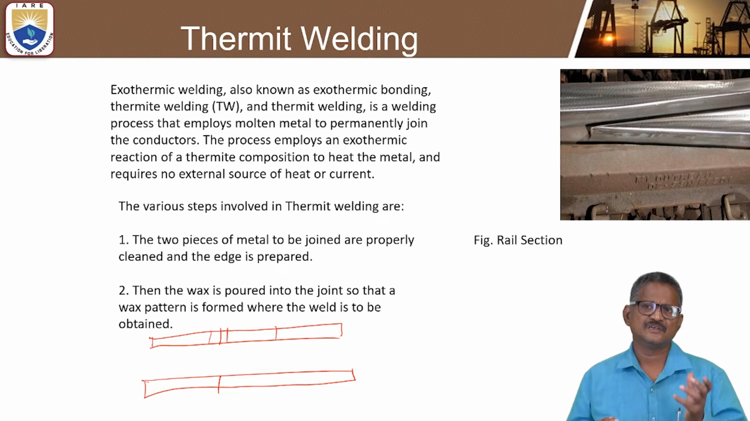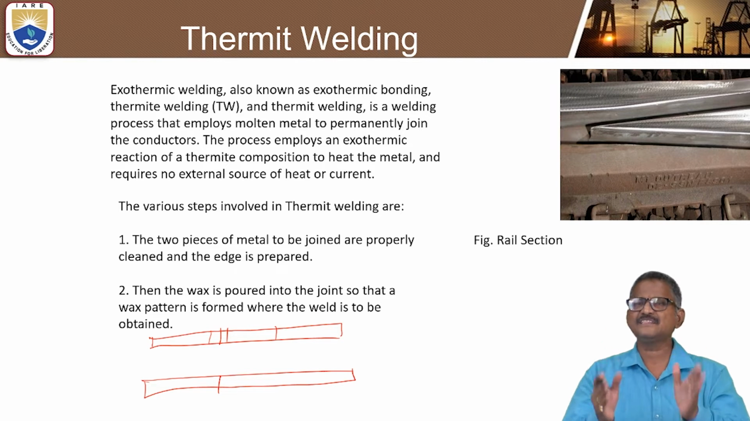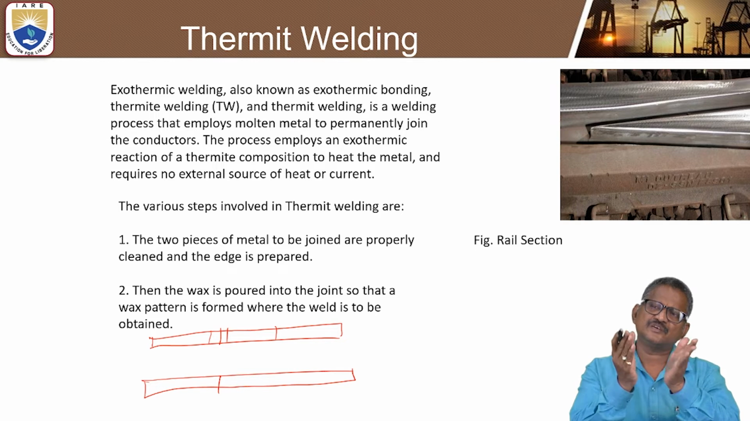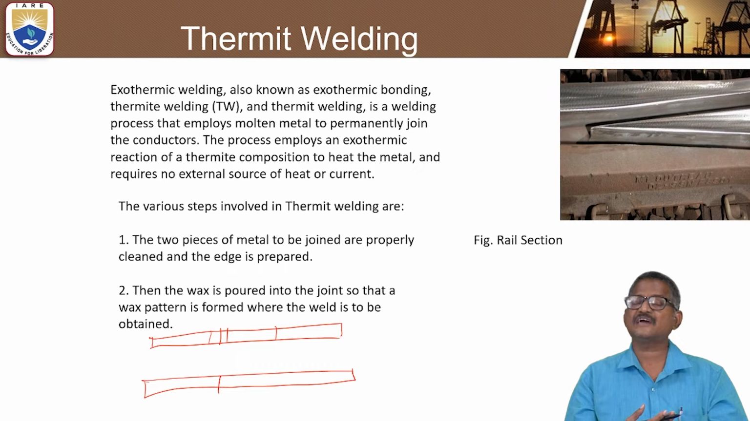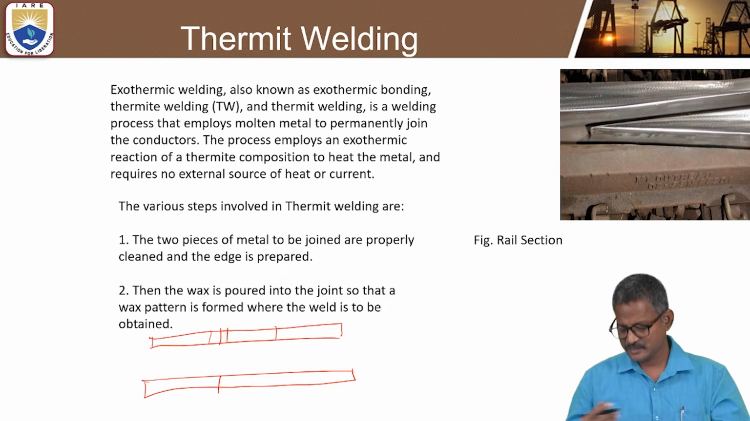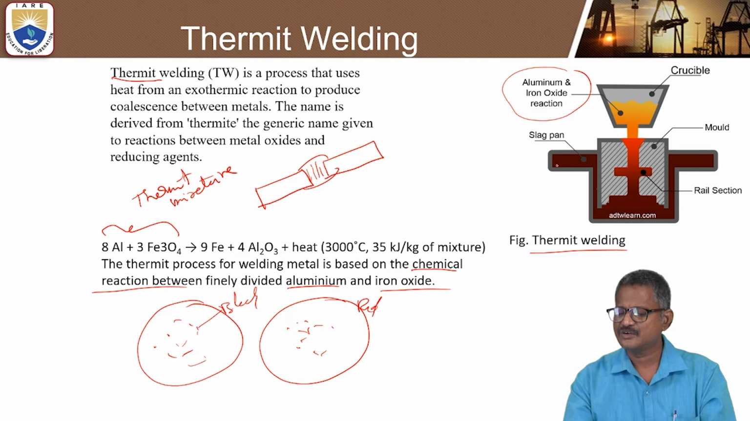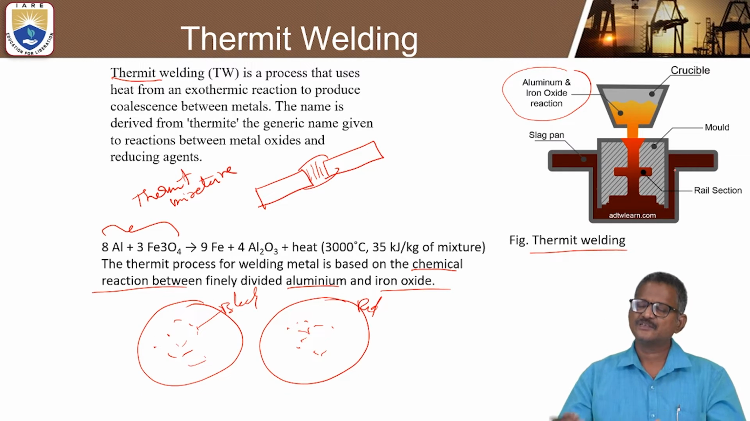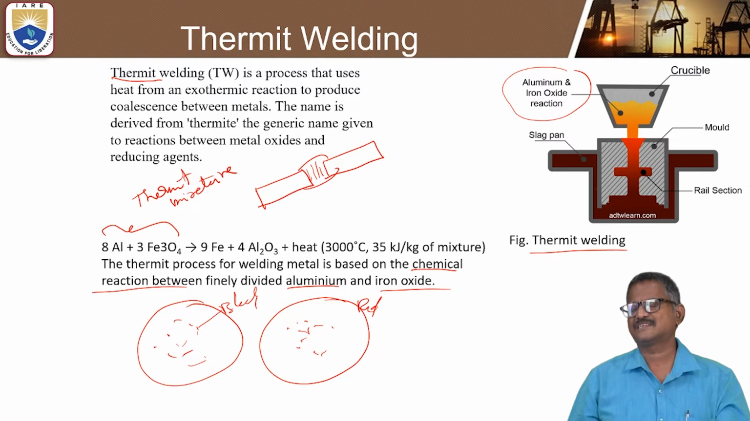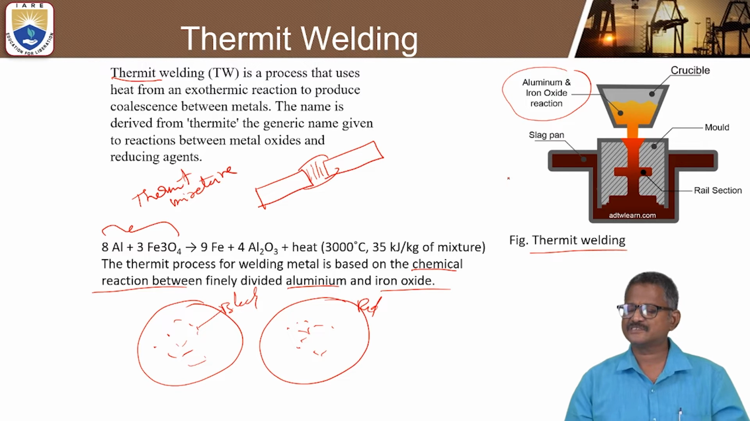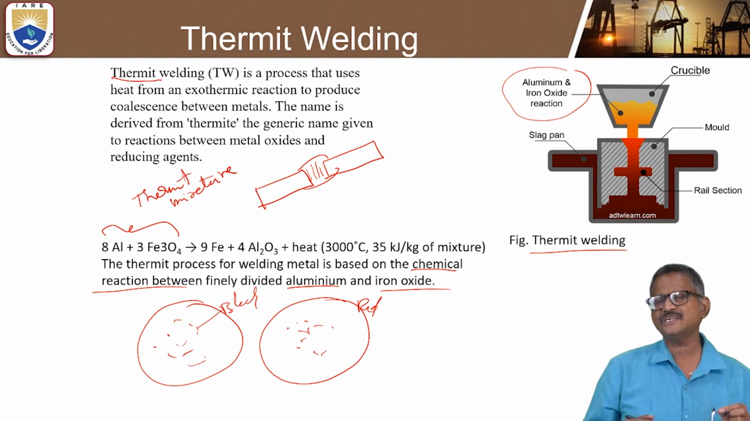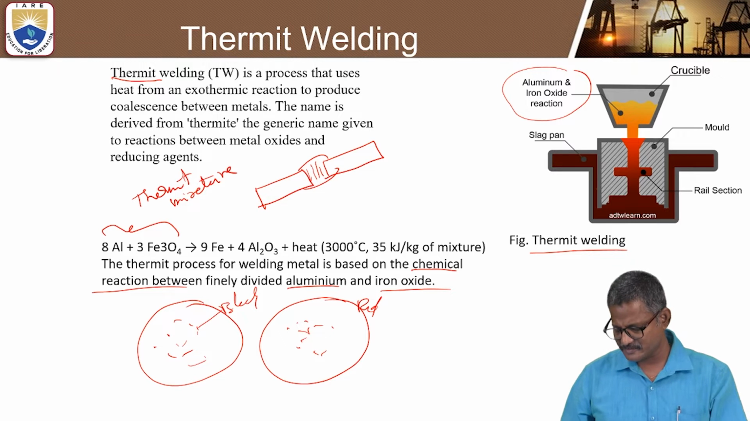To heat that metal, there is no requirement for an external source of heat or current. It is done directly by fitting the crucible, and the slag comes out at both ends. You can see these two slag pans kept at the ends. All the slag and some extra oxide particles will come out into this slag pan, so that they can be removed after performing the thermite welding process.